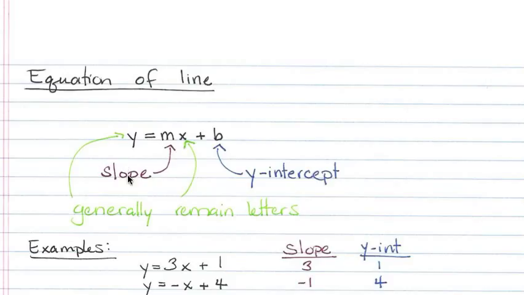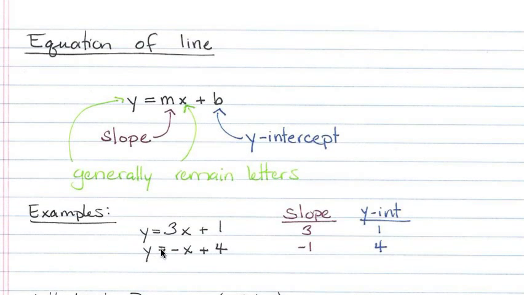Now, what do these each represent? Well, the m is your slope. M will be a number, representing whether the slope's going up or down, quickly or slowly, all that kind of stuff. And b here is the y-intercept, also a number. The x and y can be used in different ways, but they generally remain letters like you see them now.